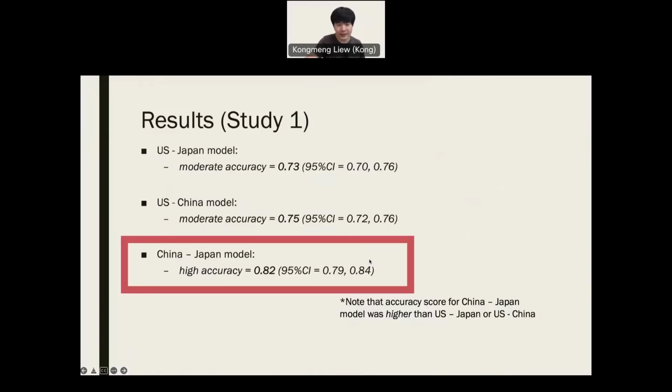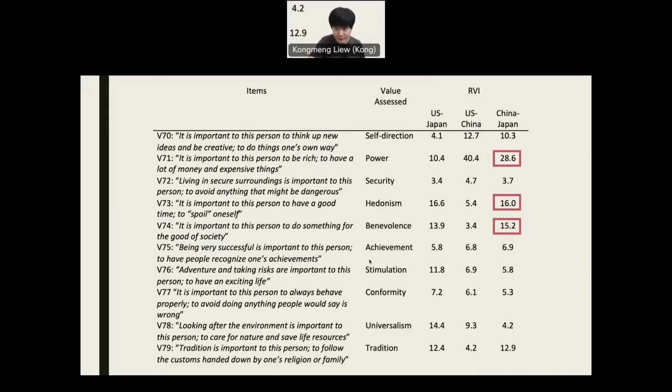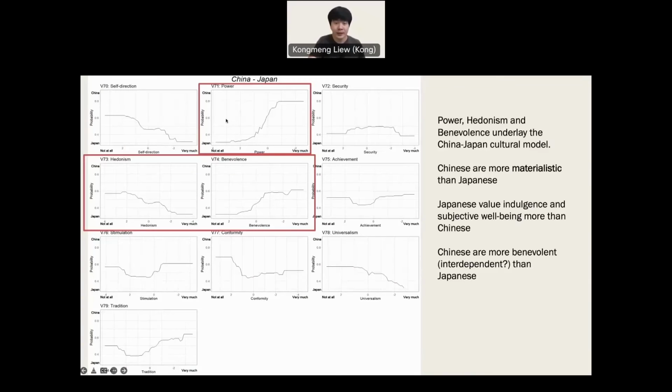And so looking at the China-Japan model, we saw that, again, a different set of items were identified. For power, again materialism, China seems to have a stronger emphasis on power than Japan. But for hedonism and benevolence, I thought it was interesting because for benevolence, the higher they were on benevolence, the more likely they were to be Chinese. And for hedonism, the more likely they were to be Japanese.